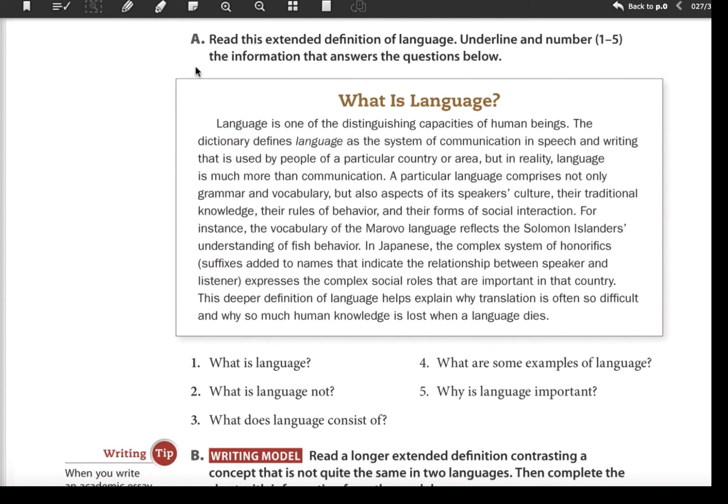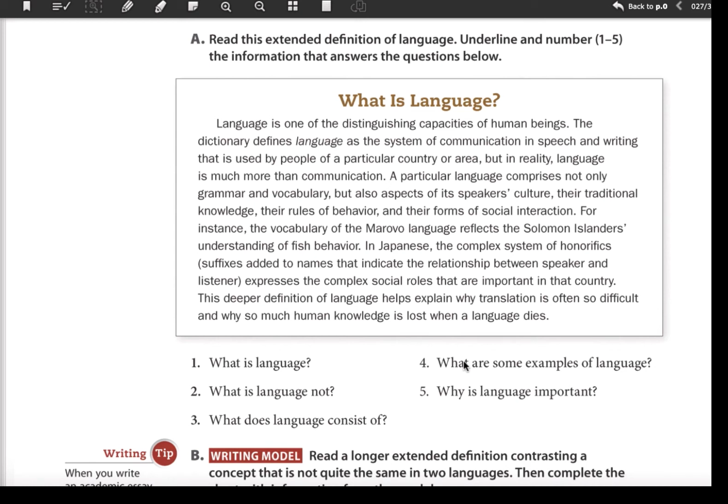So on page 27, this person chose to write a definition paragraph about language. So they did their homework. Before they wrote this definition paragraph, they answered these questions in a chart. What is language? What is it not? What does it consist of? What are the examples? Why is it important? Okay. So let me walk through it with you so you can get an idea of how they used that chart to write this definition paragraph, which makes your writing so powerful and so intelligent and so academic.